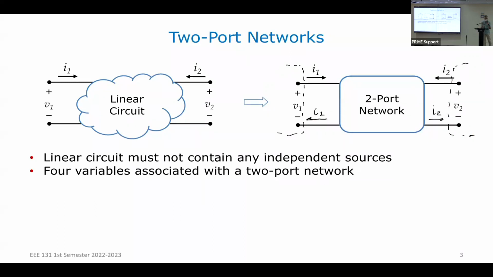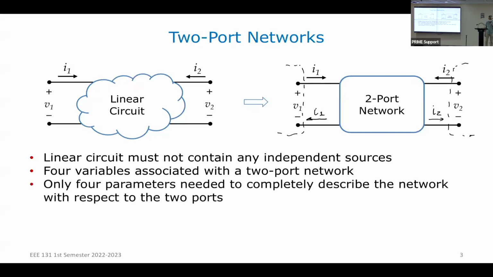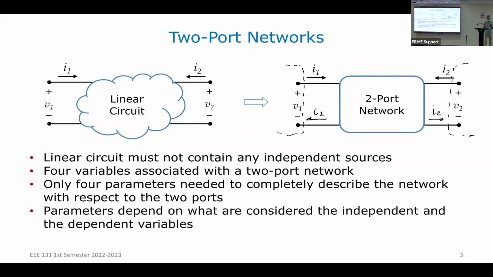So at the input, you have V1 and I1. At the output, you have V2 and I2. Then I already mentioned this, four parameters needed to completely describe the network with respect to the two ports. And the parameters will depend on what are considered to be the independent and dependent variables.